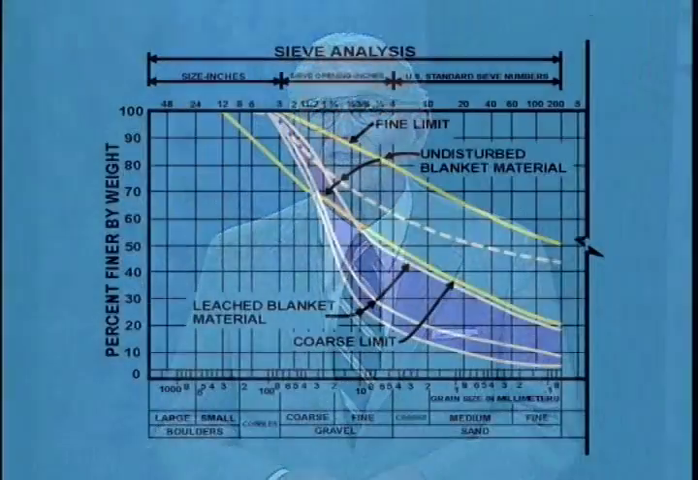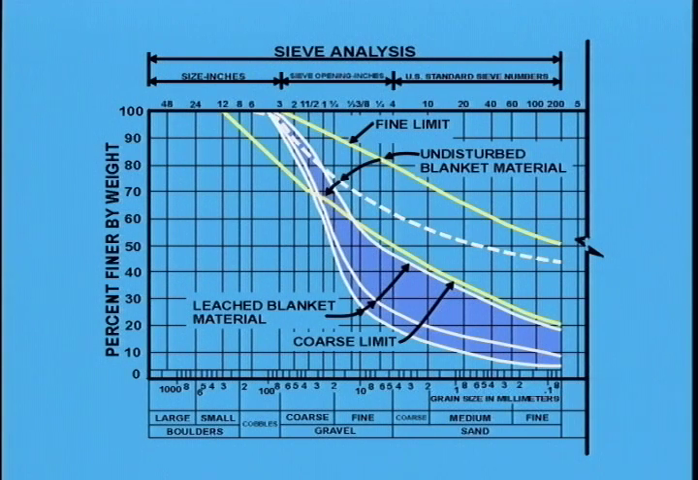We need then to look at the possibility of the blanket material washing into the open work cobble gravel. As I mentioned earlier, the open work cobble gravel readily satisfies filter criteria for the blanket. The D15 size of the cobble gravel is much less than 4 times the D85 of the blanket material.